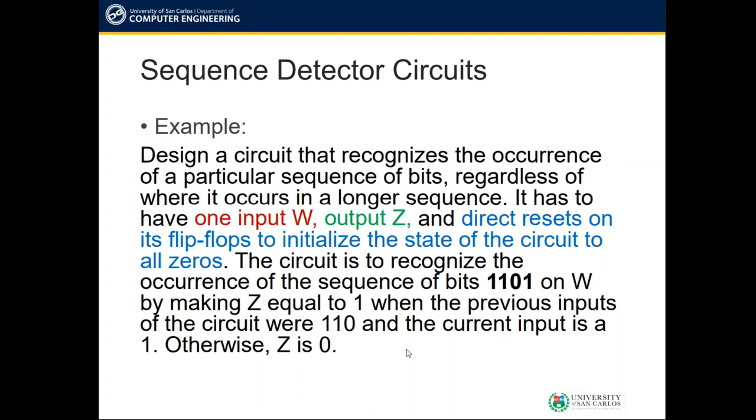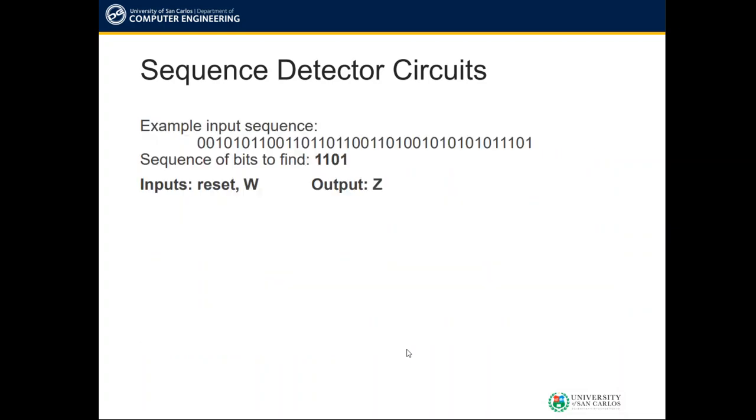So to start this one, we need to generate a state diagram based on the scenarios given by the problem. I'll give you an example input sequence here, and the sequence of bits to find is again 1101. So how many 1101 occurred in this sequence?